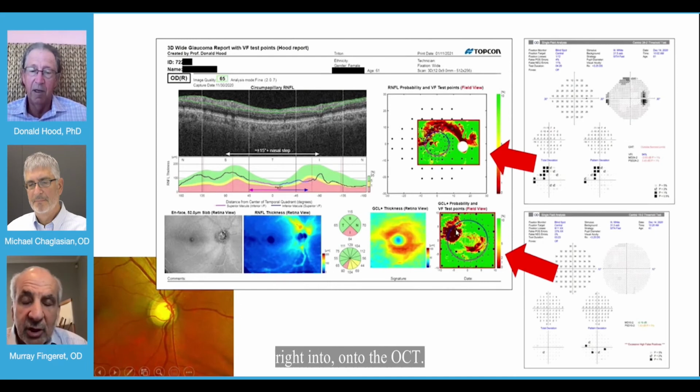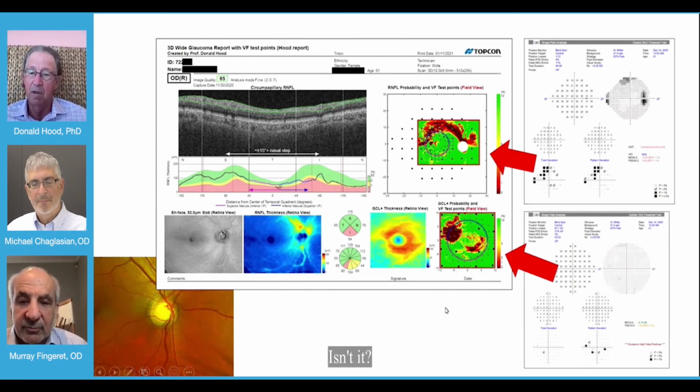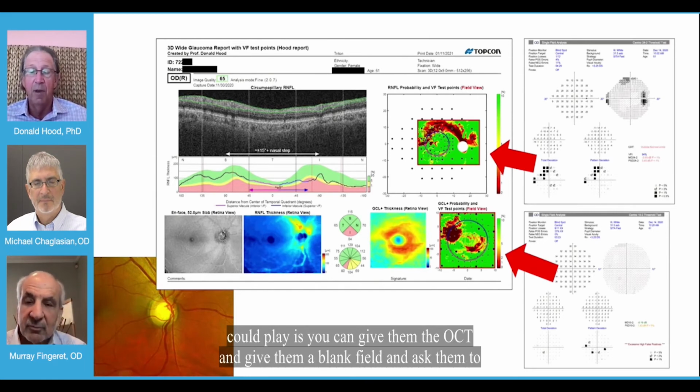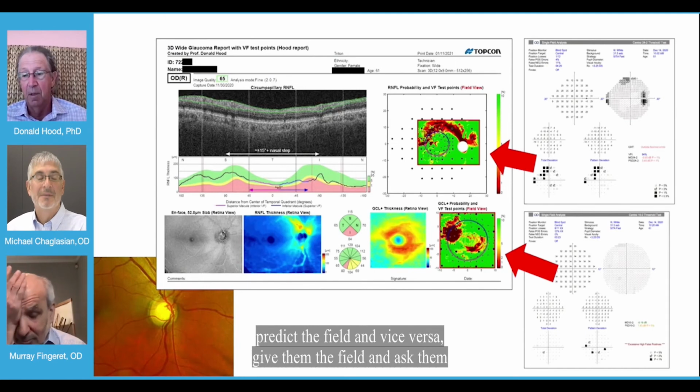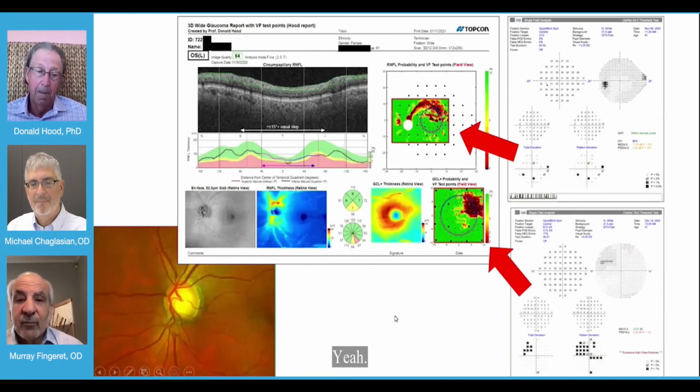So it's a great illustration of structure function agreement, isn't it? One of the things I've done when I try to teach people about this, in a game you could play, is you can give them the OCT and a blank field and ask them to predict the field, and vice versa. Give them the field and ask them to predict where the defect is. Yeah.